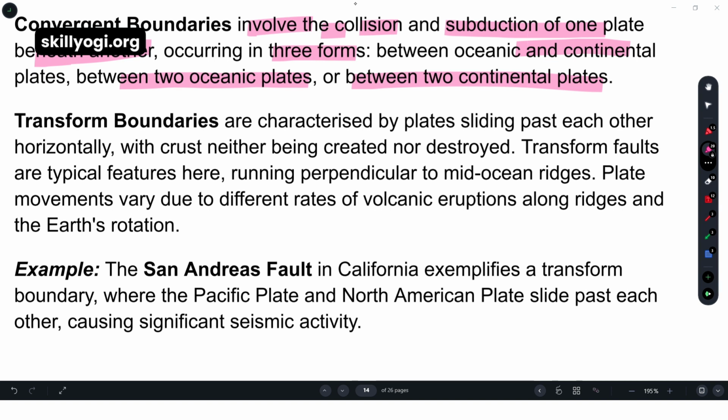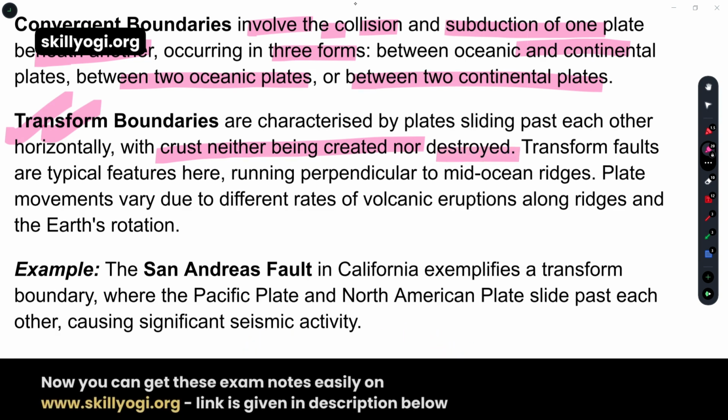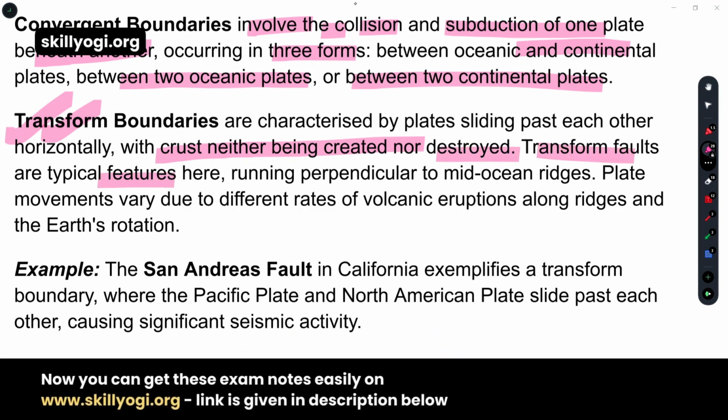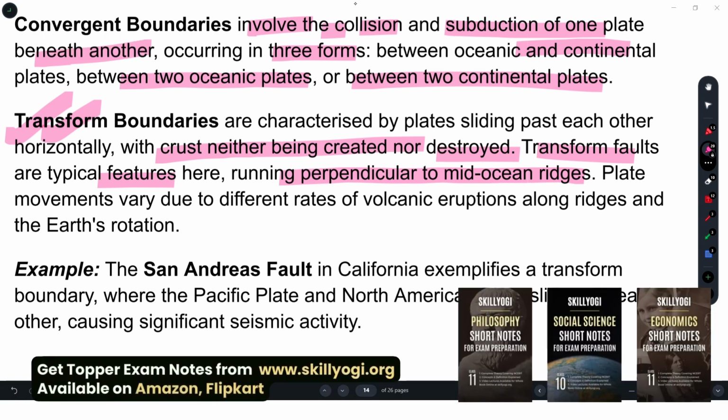And the last one is transform boundaries. That means nothing is being created, nothing is being destroyed. That is written as crust neither being created nor destroyed. So transform faults are the typical features here, running perpendicular to the mid-oceanic ridge. That means, like when you see a rail line track, it's going parallel. The transform boundaries are also creating the same thing. It's going totally parallel or perpendicular.